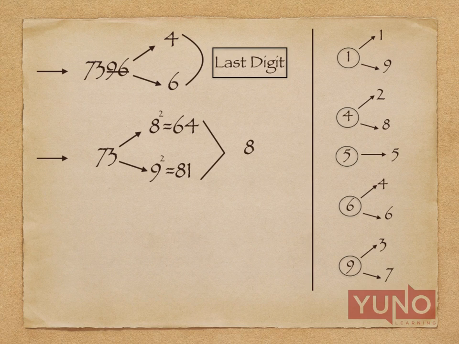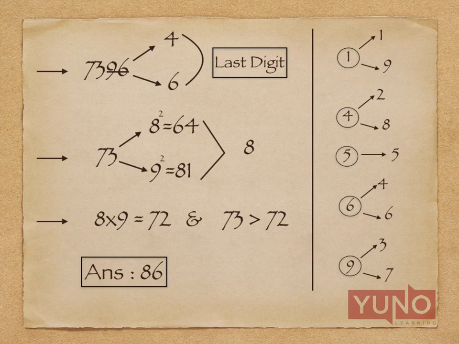Now I need to finalize the last digit, and I am going to multiply 8 with the next number in the number series. It will be 8 into 9, which is 72, and 73 is always greater than 72. So I am going to consider the bigger number out of 4 and 6. So my final answer would be 86.